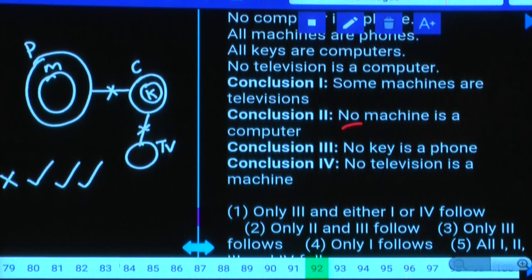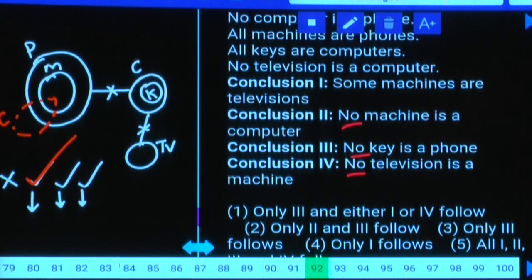And all these 3 which followed from the basic diagram are negative conclusions, hence we need to go for an alternate diagram. Then what is the alternate diagram to the second conclusion? No machine is a computer means, in order to make this one false, we need to prove some of the machines are computers. Now tell me whether I can draw this computer like this or not. If you draw computer like this, no computer is a phone will be false. Statement invalid, alternate diagram cannot be drawn, hence this will be true forever.